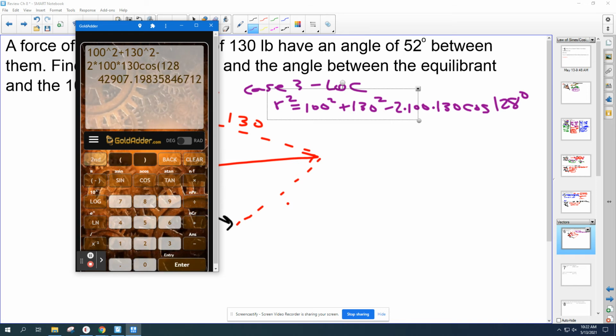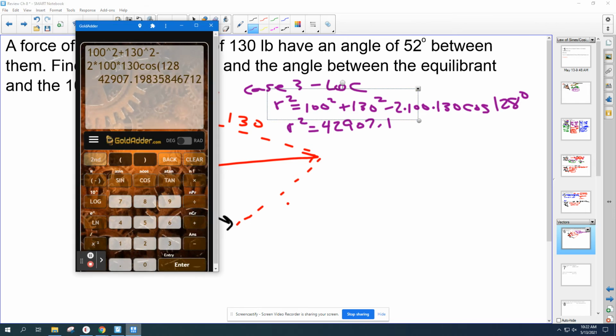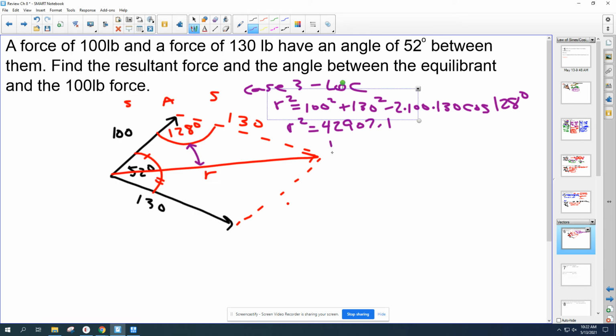That's not our answer, because we're going to end up having to take the square root. R squared equals 42907.1. But we want to take the square root of that. The square root is 207.1. R is approximately 207.1 pounds. That's the resulting force, the resultant. So this is a hard question for people.